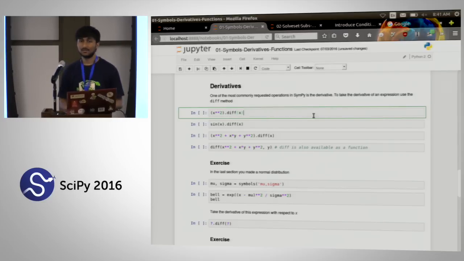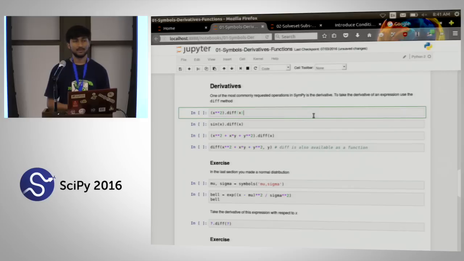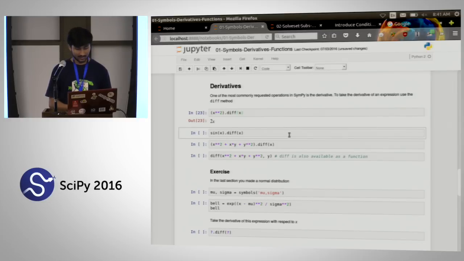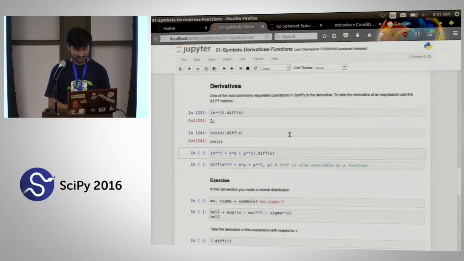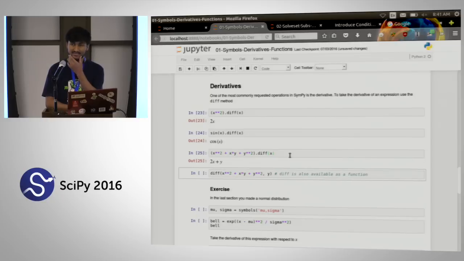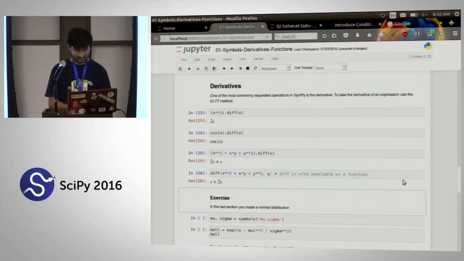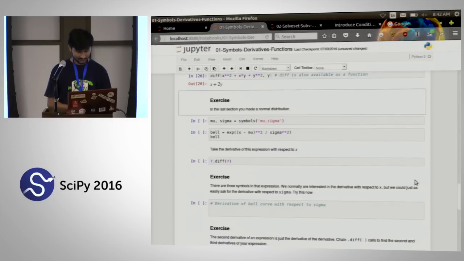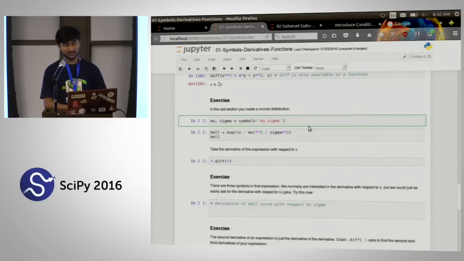So moving on to derivatives. Derivatives are one of the most common things you do with mathematical expressions, so I'll show you how to do that. Here's an expression, x square, and we'll differentiate with respect to x. And then some more expressions. If it is multivariate, then you can also differentiate it. So take the derivative of the bell curve with respect to x.